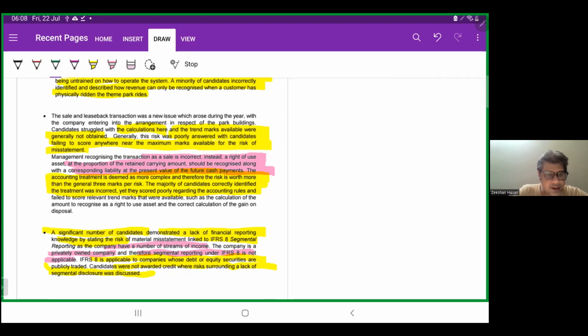Instead, a right-of-use asset at the proportion of the retained carrying amount should be recognized, along with the corresponding liability at the present value of the future cash payments. The accounting treatment is deemed more complex and therefore the risk is worth more than the usual 3 marks per risk. The majority of candidates correctly identified the treatment was incorrect, yet they scored poorly regarding the accounting rules and failed to score relevant trend marks that were available, such as a calculation of the amount to recognize as a right-of-use asset and correct calculation of the gain on disposal.